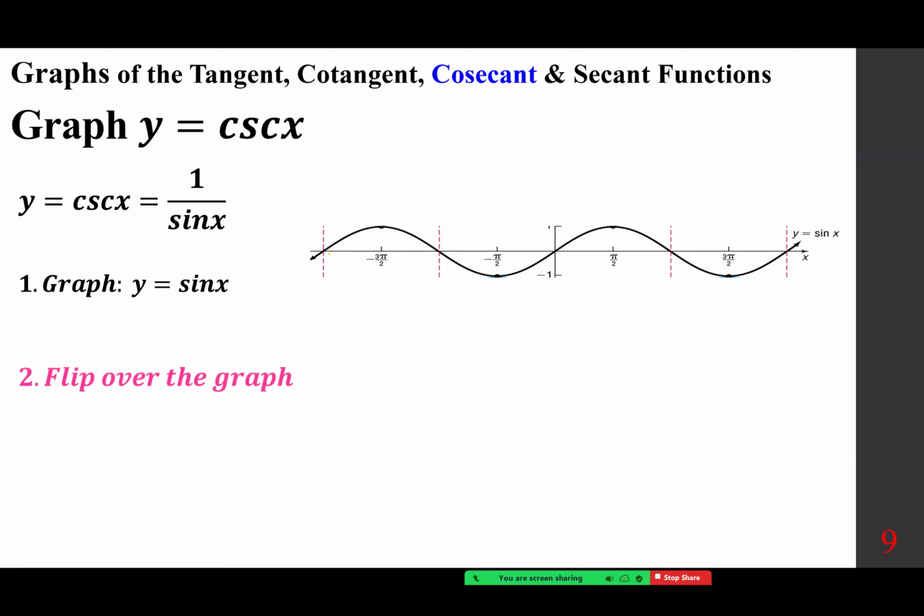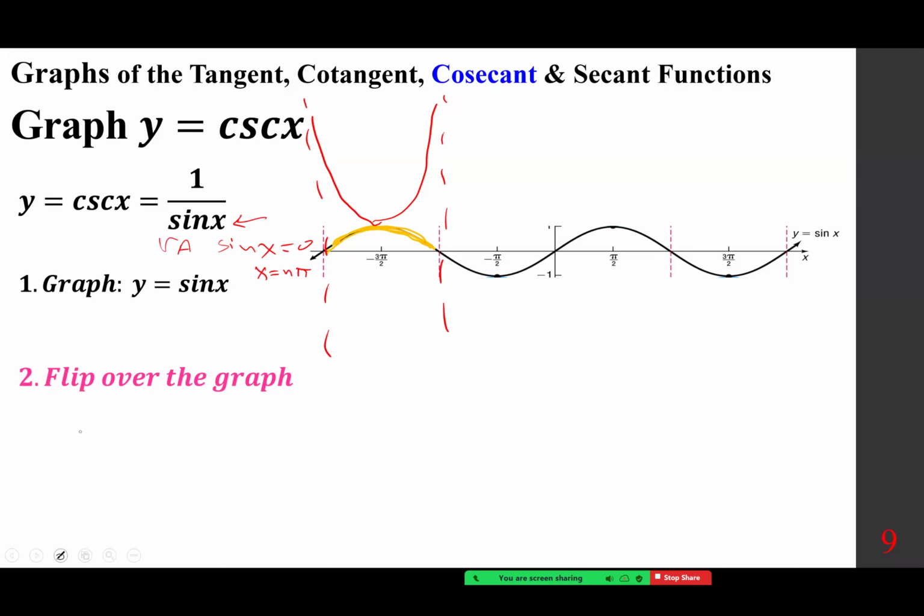So if you look at just this part, flip this over, and it becomes this. But remember, at 0, because you flip it over, it creates vertical asymptotes, because sine x equal to 0, x equals n pi.